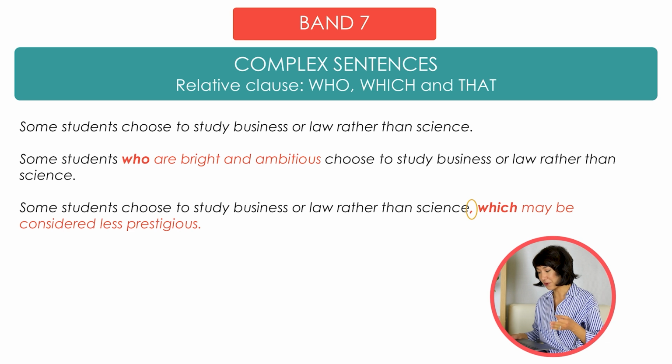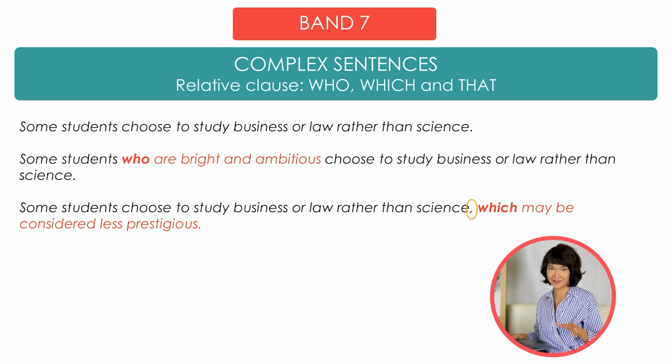Some students who are bright and ambitious choose to study business or law. So this sentence means that those who are bright and ambitious choose business or law, not just some students. So we've already changed the meaning of the sentence and we can't easily remove it.